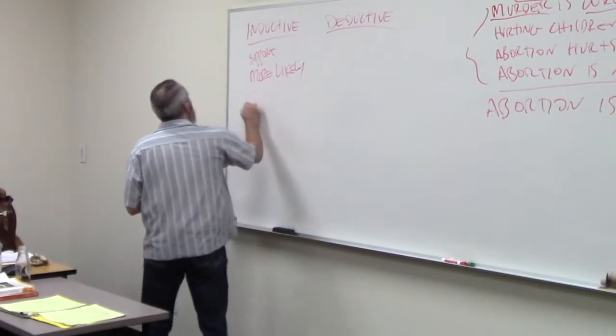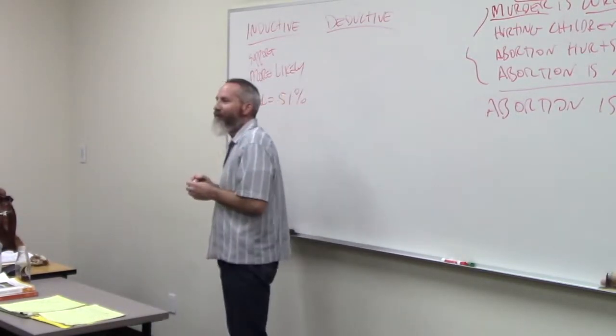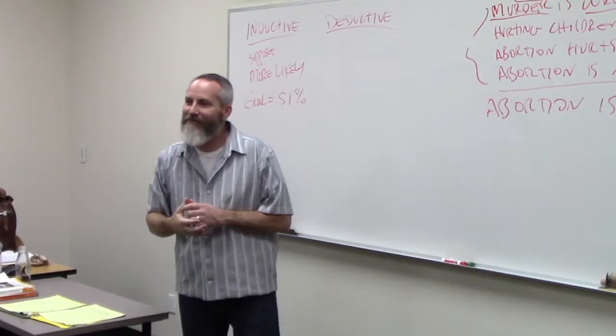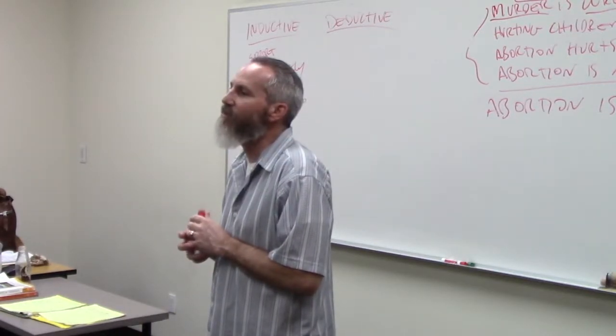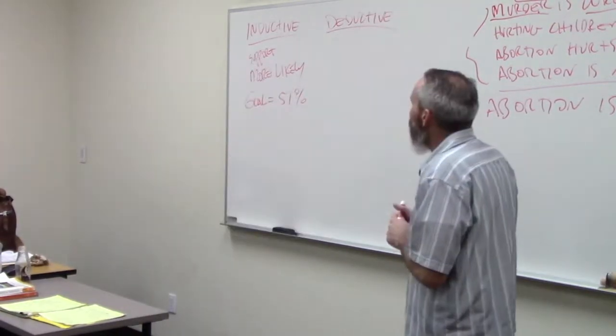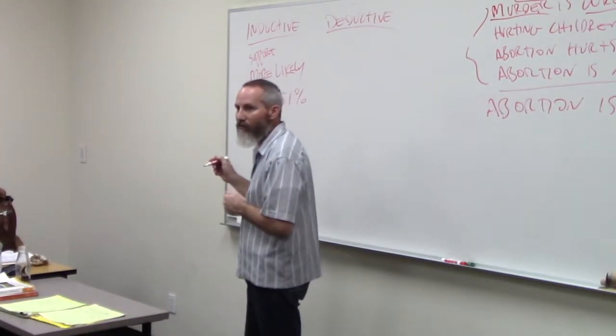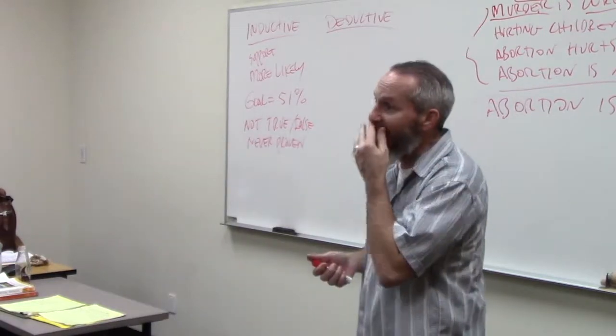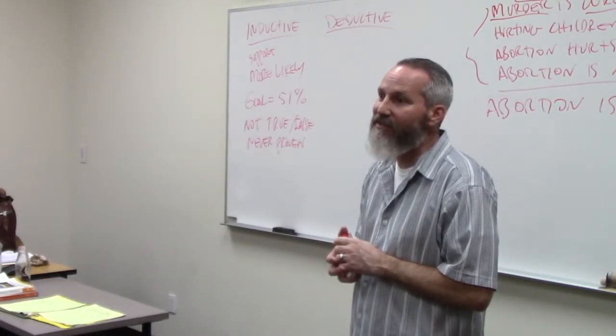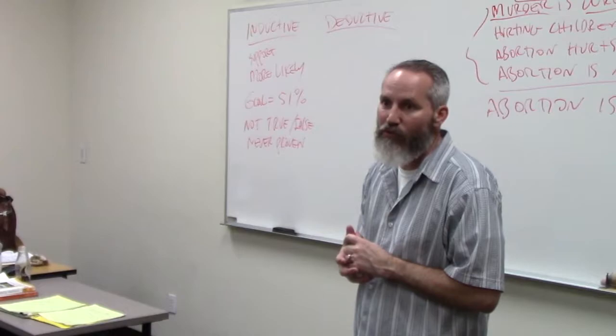The goal is 51%. 51% is more likely than not, right? To prove a case, you have to prove the case to be more likely than not. But with inductive arguments, you can never know whether it's true or false. And it's never proven. That's not its intent. Its intent is only to add support, not to prove.